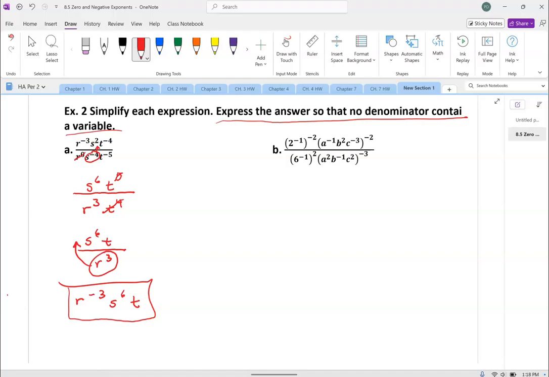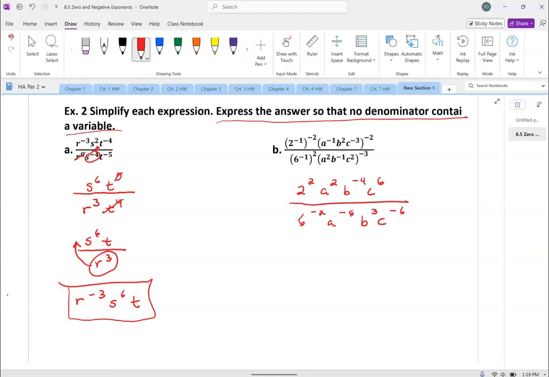All right, last problem. Notice I got negatives everywhere, so I'm just going to distribute right away. So I got t squared, I got a to the 2nd, b to the negative 4, c to the 6th over. I got 6 to the negative 2, a to the negative 6, b to the 3rd, c to the negative 6.